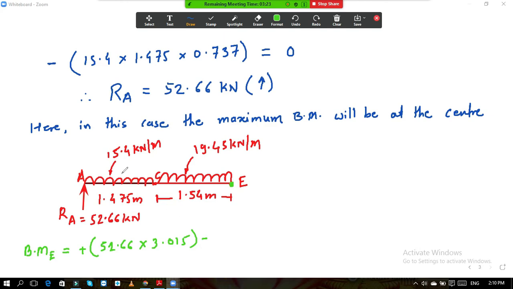Minus now this 15.4, this is the downward force, so minus 15.4 into 1.475. This is the conversion of UDL into the point load. Now this point load will act at the center of 1.475. So the distance from point E is 1.54 plus 1.475 by 2. So it is 2.277.